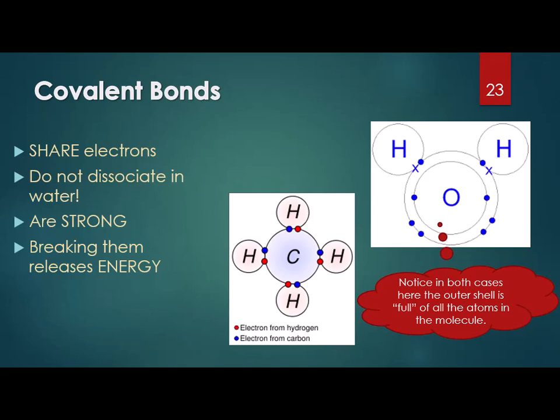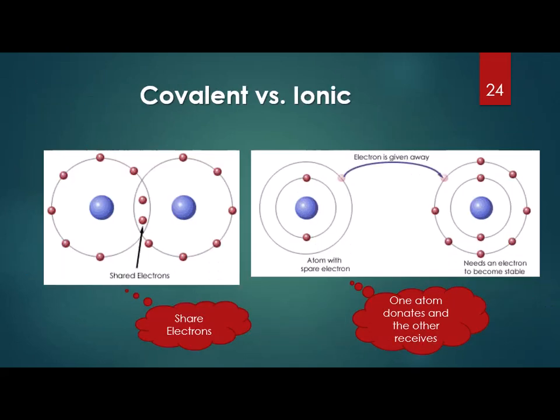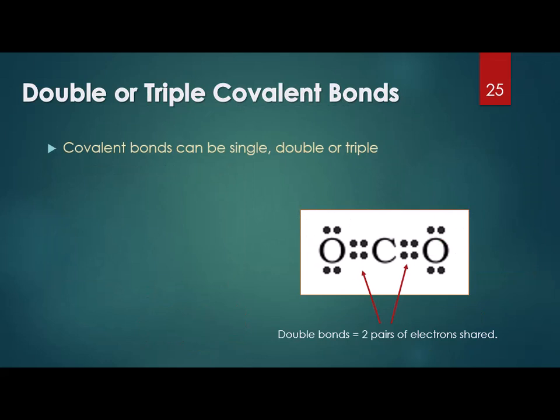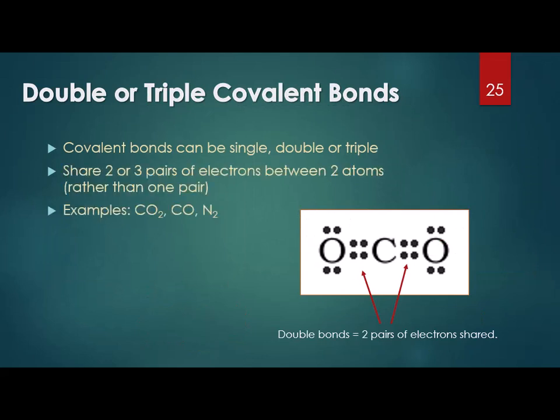Okay, so again, covalent bonds share pairs of electrons. In ionic bonds, electrons are donated or received. There are a couple of special cases of covalent bonds where instead of one pair of electrons being shared, you share 2 pair or even 3. So you can have double covalent or triple covalent bonds, which are even stronger than single covalent bonds.